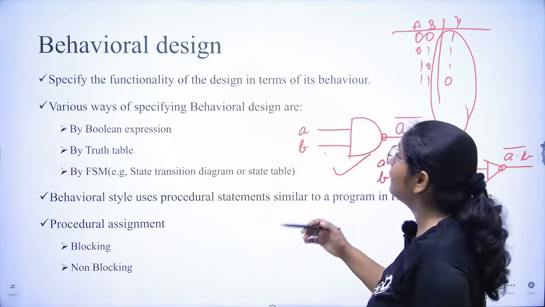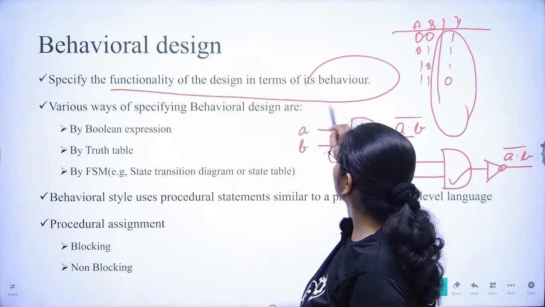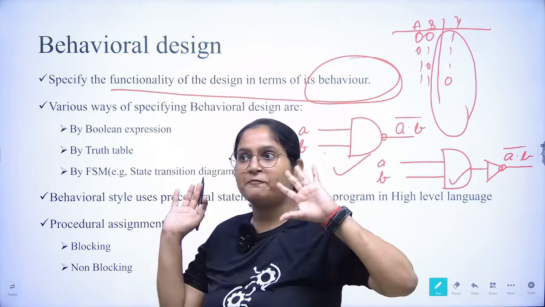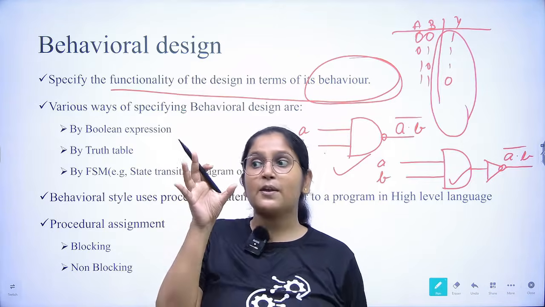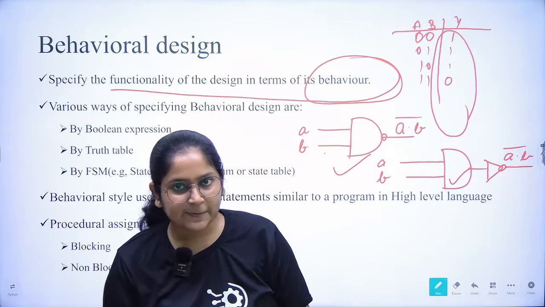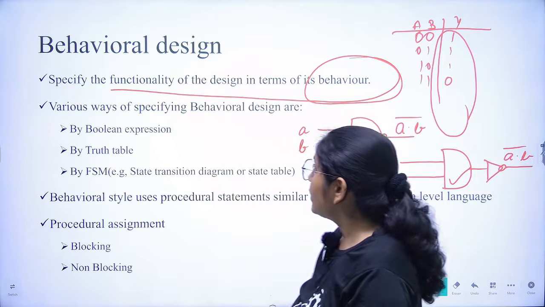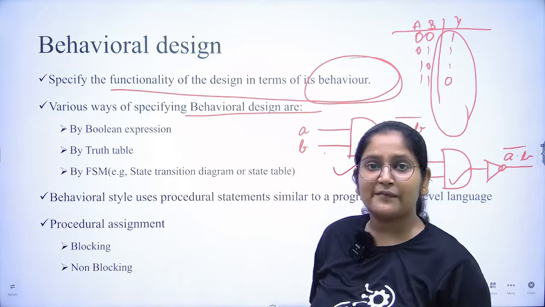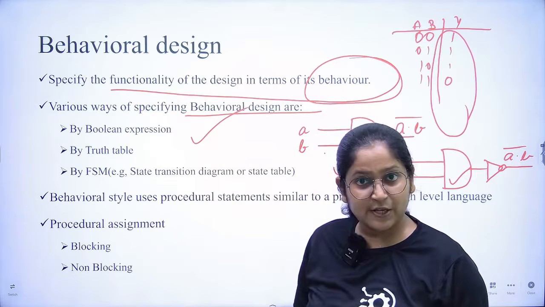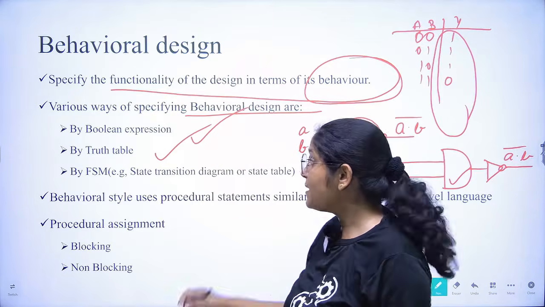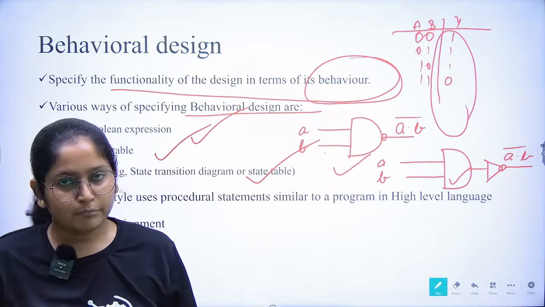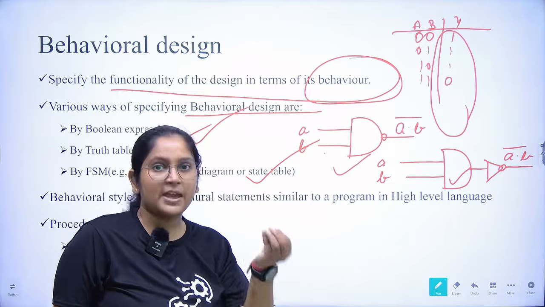Now, what you're seeing here is the functionality in terms of behavior. Very important point. Suppose you have been given a circuitry, you just have to identify what kind of logic it is working on, what the truth table is. You can identify the Boolean expression. So how will we design our behavioral model? We have the Boolean expression, we have the truth table, and from the state transition diagram also, we can make our behavioral model.